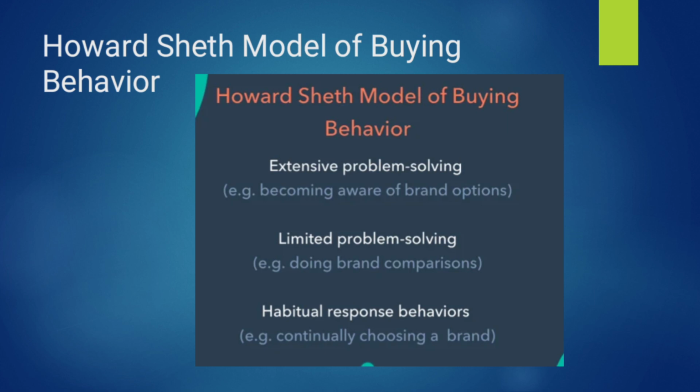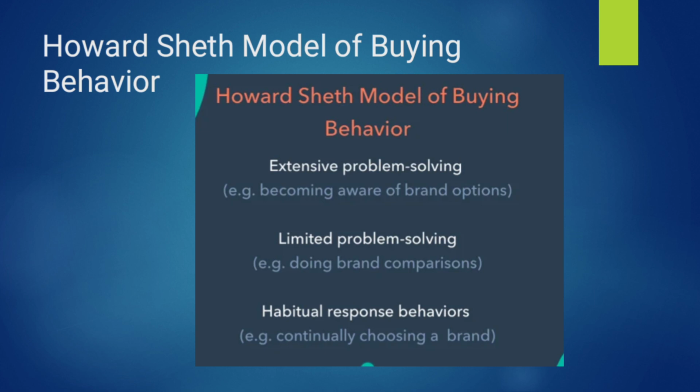The Howard model of buying behavior starts with extensive problem solving. For example: becoming aware of brand options, limited problem solving, doing brand comparisons, habitual response behaviors, currently choosing a brand. So extensive problem solving: in this stage customers know nothing about the product. They are seeking out the brands that are available to them. They are in active problem solving mode to find a suitable product.